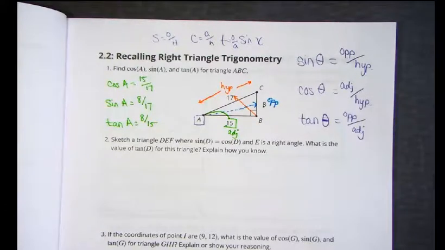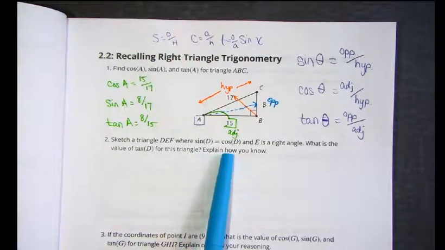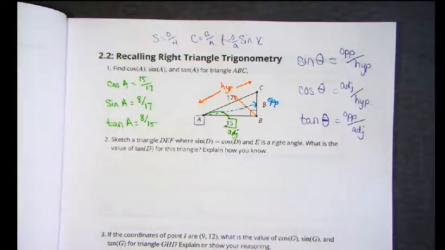So question 2 takes us to a different place. It says to sketch a triangle DEF where sine of D equals the cosine of D, and E is the right angle.